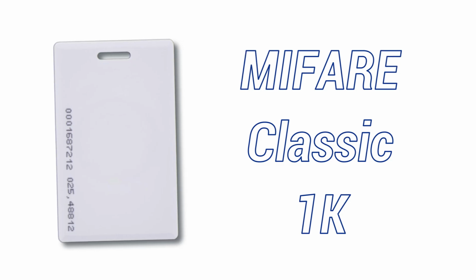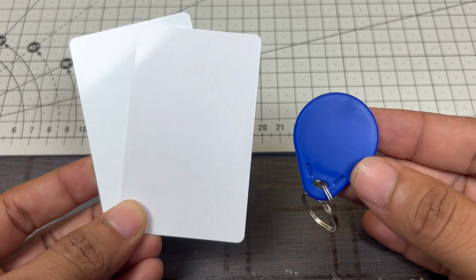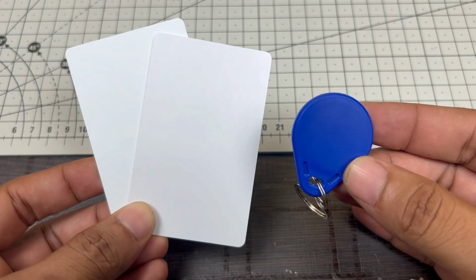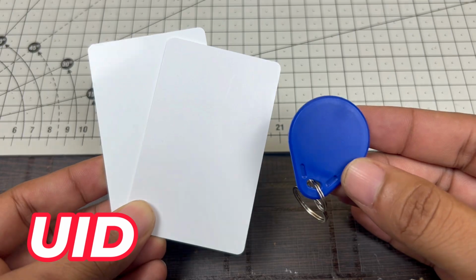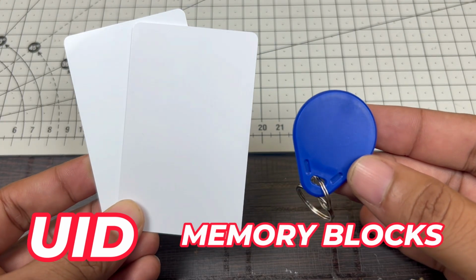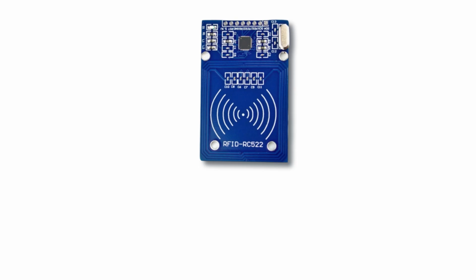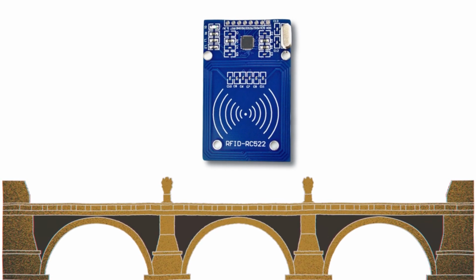The RFID cards themselves, like the MIFARE Classic 1K, contain small blocks of memory that can be read from or written to. This means we can store our own data on the card, such as a person's name, an ID number, or access credentials. Each card also has a permanent unique ID, which can never be changed. In our project, we'll use both the UID for identifying the card and the memory blocks to write and read custom data. So, in short, the MFRC522 module is your bridge between the physical world and your microcontroller.